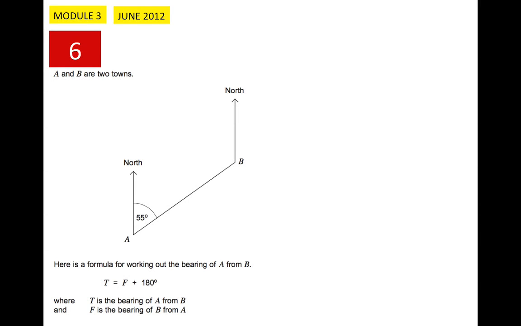Okay, so here's a question about bearings. Well, you need to know what a bearing is, and a bearing is a direction measured clockwise from north. So in yellow there is the bearing of B from A, so measured at A, the bearing of B from A is 55 degrees. So if you're standing at A, you need to go clockwise 55 degrees from north to be facing B.